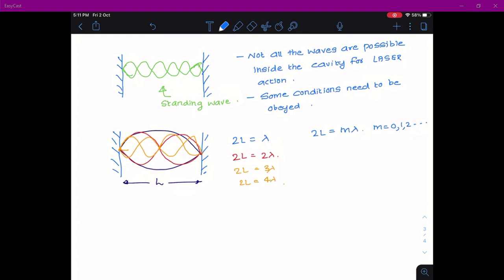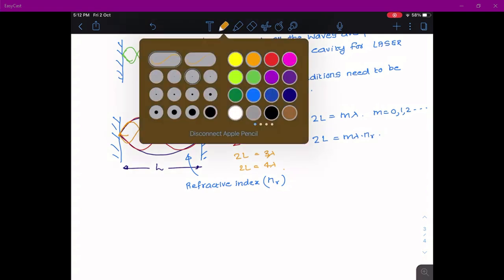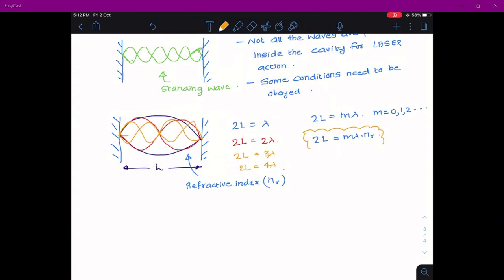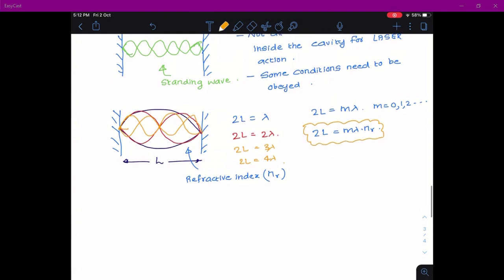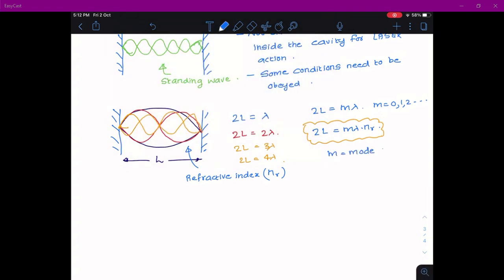Now here there is a special condition where we are assuming that there's a medium inside the cavity, and we are assuming that there's a refractive index for that medium. Let's say it is NR. So if there is an NR refractive index, I can modify this equation as 2L is equal to m lambda into NR. So this is the condition for having a mode, where m is called the mode of the wave.